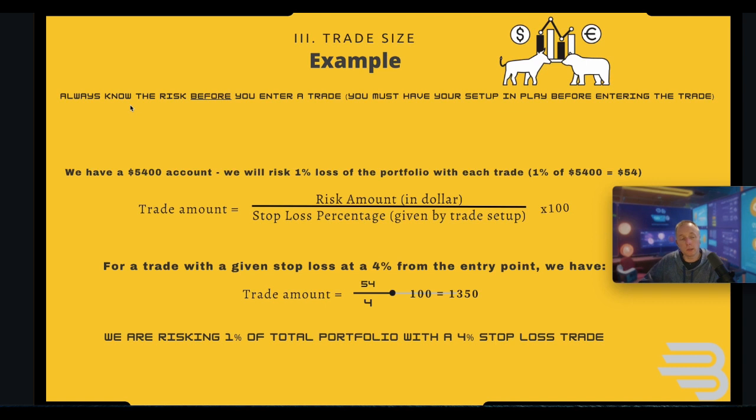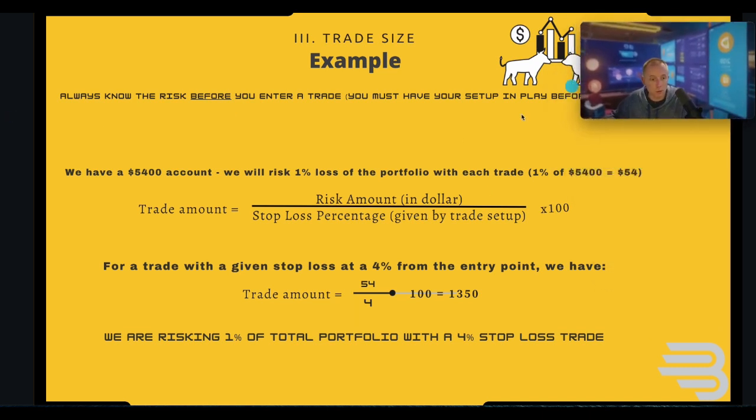So always, this will be an example. Always know your risk before you enter a trade. You must have set up a play before entering the trade. So we're going to do a little math example here, and then we'll move on. Let's say you have an account, a $5,400 account, right? And we want to risk 1% loss of the portfolio with each trade. So we'll take 1% of a $5,400 account, which gives us $54.